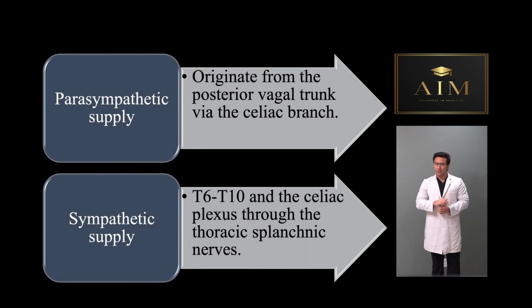Shifting our focus to neural supply. Parasympathetic nerve fibers to the pancreas originate from the posterior vagal trunk via the celiac branch. On the other hand, sympathetic supply comes from T6 to T10 and the celiac plexus through the thoracic splanchnic nerves. I will discuss the clinical implication of the neural supply when we understand the exocrine and endocrine function of the pancreas.